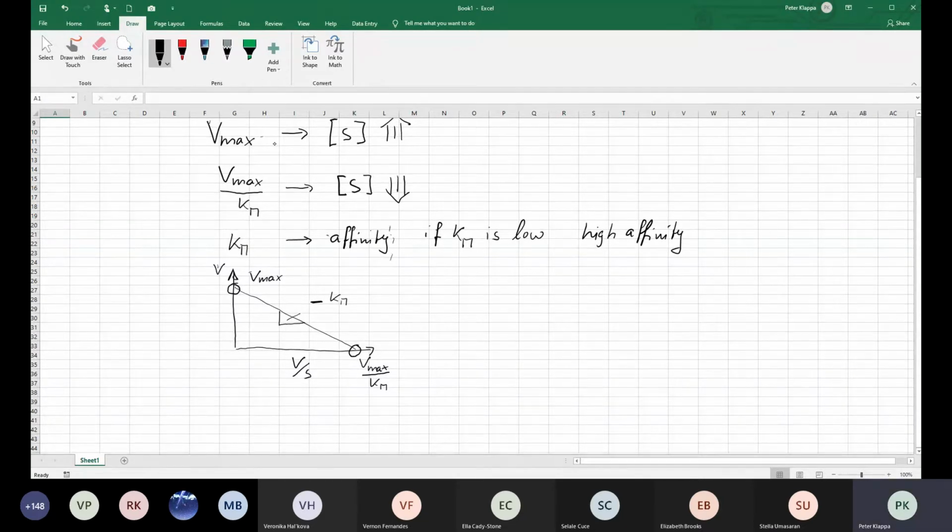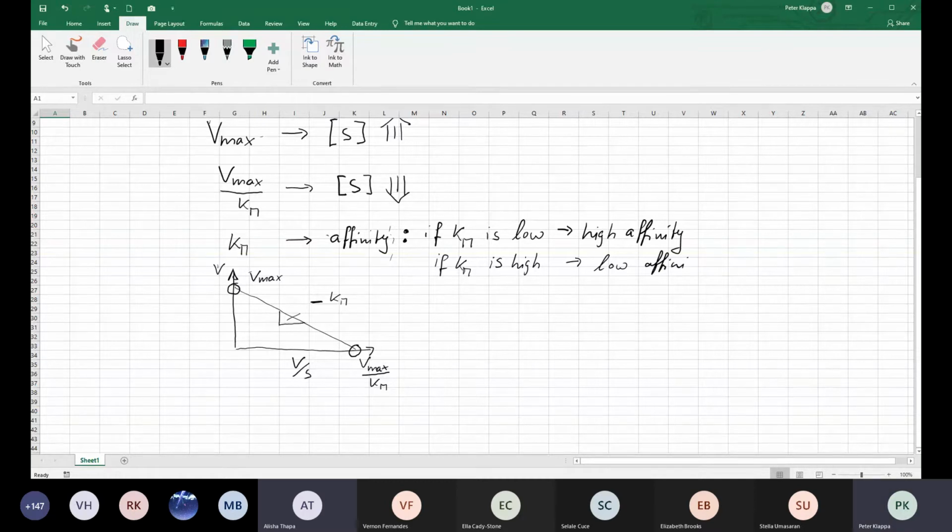So Km tells us the affinity, and this means if Km is low, then we have high affinity. If we get a low affinity, if Km... No, we're just discussing something else right now. What are you doing now? Yeah. It's inversely related. Exactly.